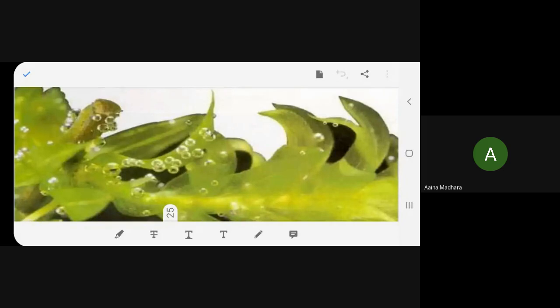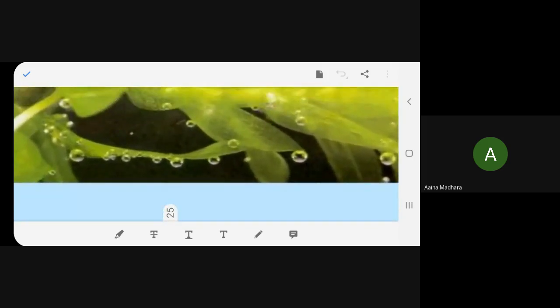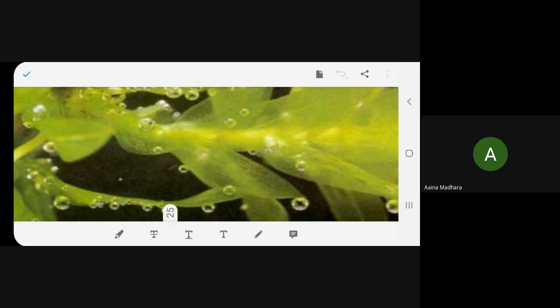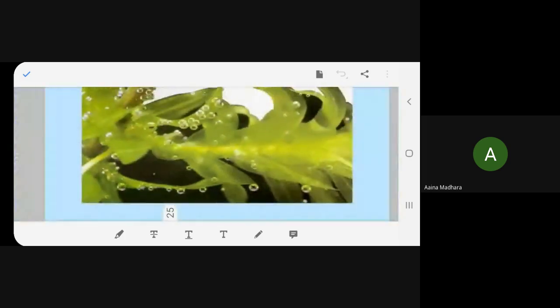This is how it looks in the morning in aquatic plants. What are called aquatic plants? The plants which are living in the water. This is how it will appear in the morning. So what is getting liberated? Liberation of oxygen from the surface of the plants. Okay, you understand? See, this is how it is liberating. Can you see all these bubbles coming out?